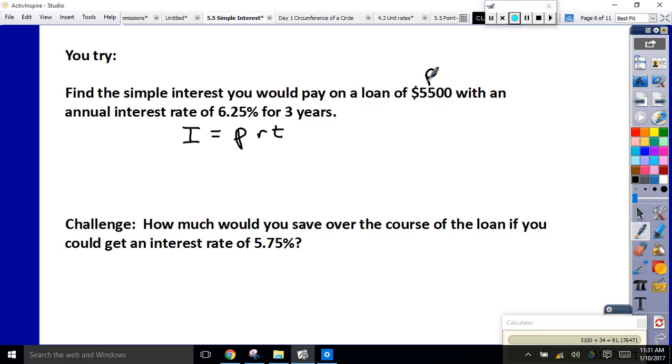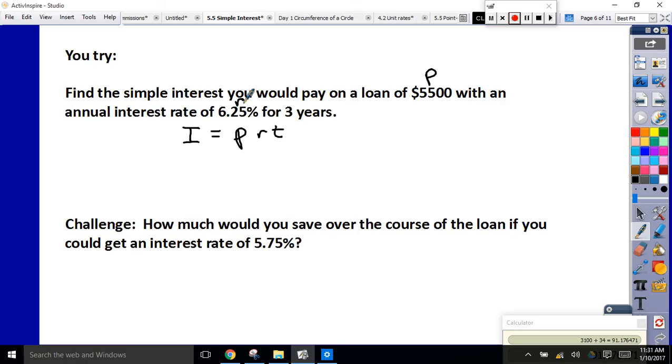That's our principal. It has an annual interest rate of 6.25%. Max, what letter would that go in? We already used up the P. Is it the I, the R, or the T? Wait, no, what are we trying to find? The 6.25% would go to rate. This is our rate, and it tells you right there, it's an interest rate of 6.25%.